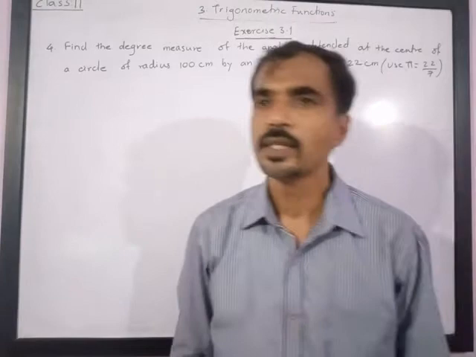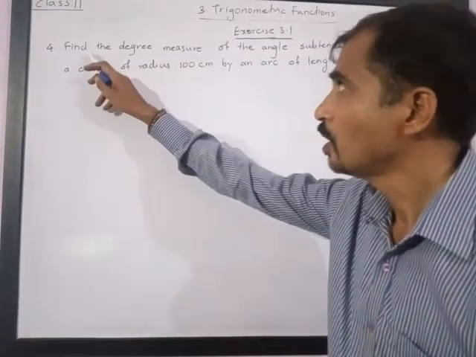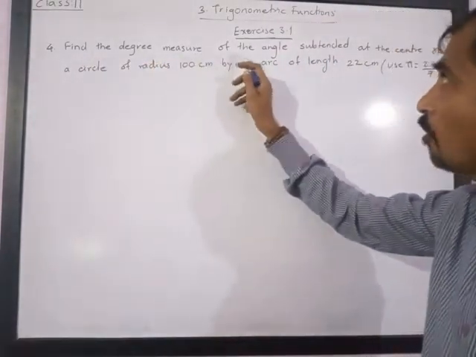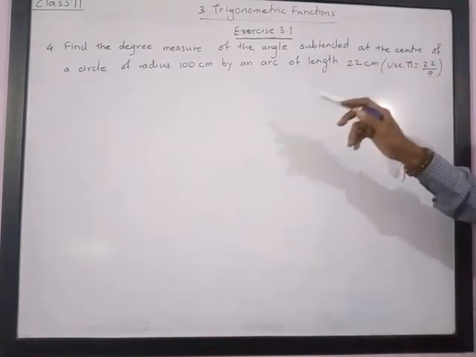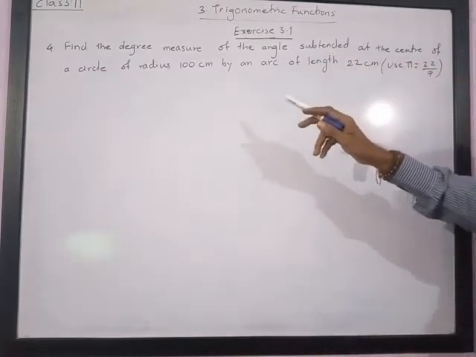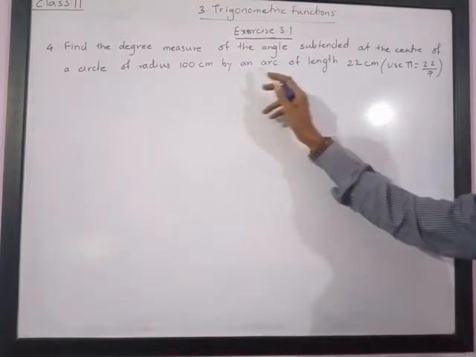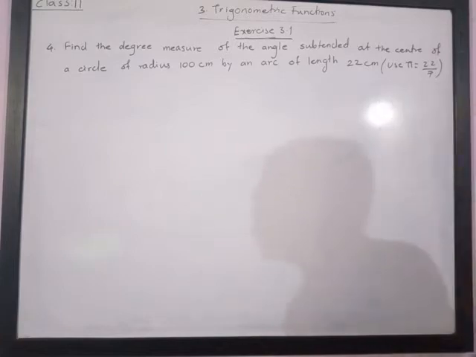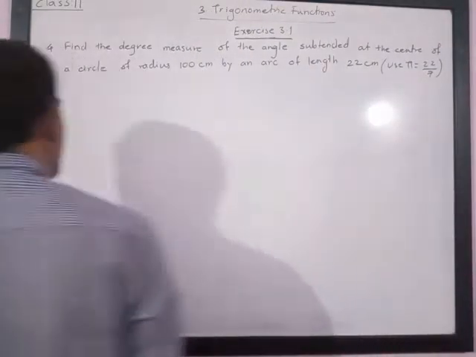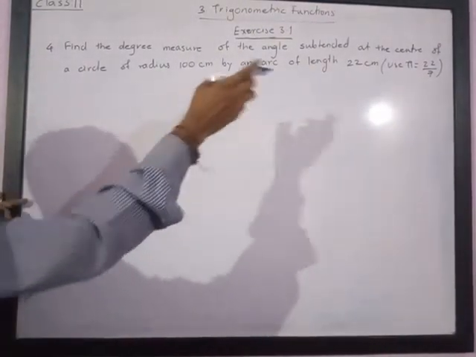Dear friends, we have the fourth sub question. Find the degree measure of the angle subtended at the center of a circle of radius 100 cm by an arc of length 22 cm. Use pi is equal to 22 upon 7. Try to understand the question: angle subtended at the center.